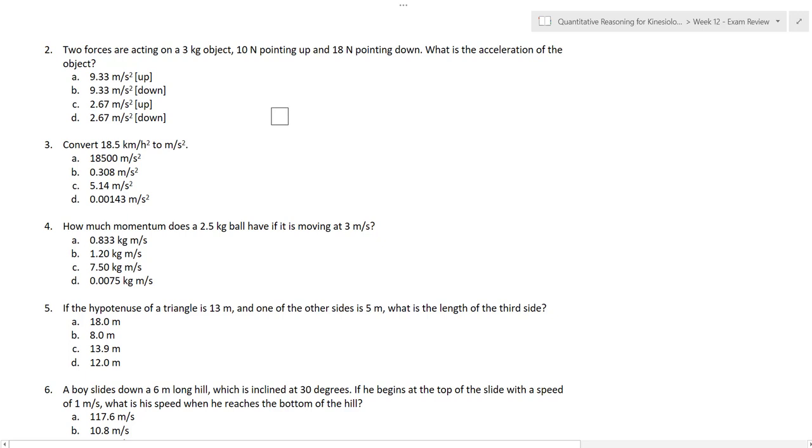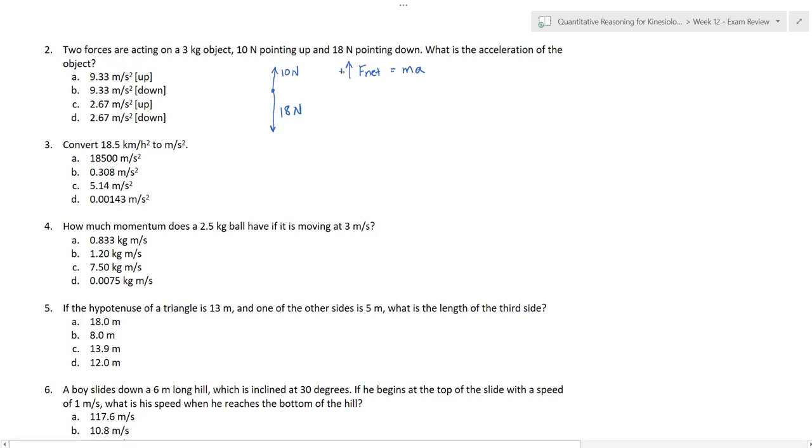Question 2. Two forces are acting on a 3 kilogram object. We have a 10 Newton force pointing up and an 18 Newton force pointing down. So let's draw a picture of what this looks like. And we want to know what the acceleration of the object is. For this, we're going to use F net equals ma, which is Newton's second law. And for the F net, we can decide which direction we want to be positive. It doesn't matter what we say. Let's say up is positive.